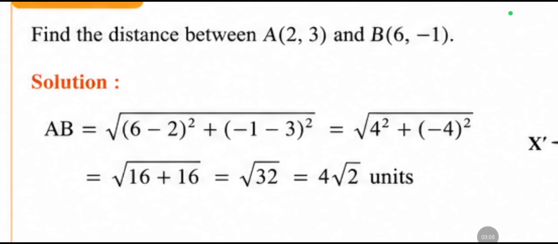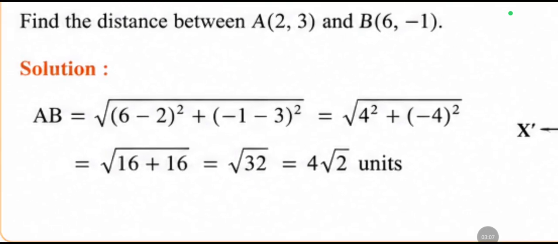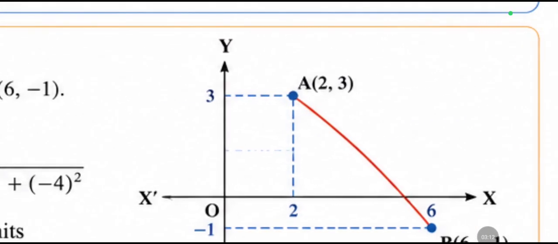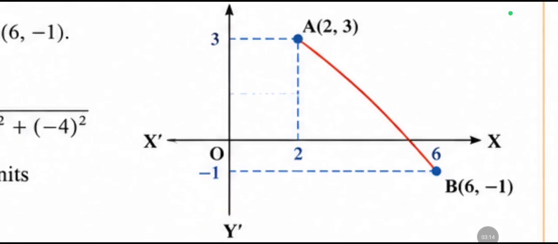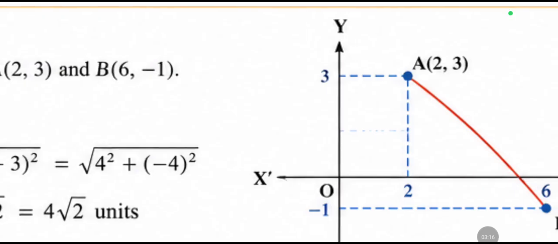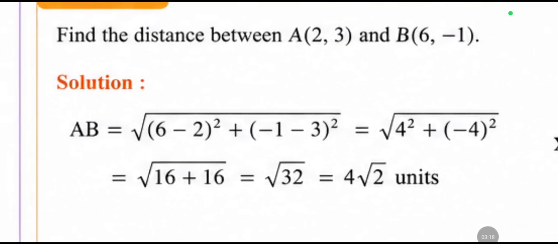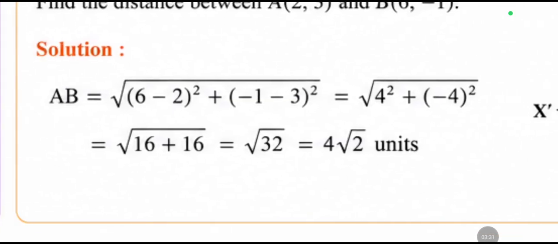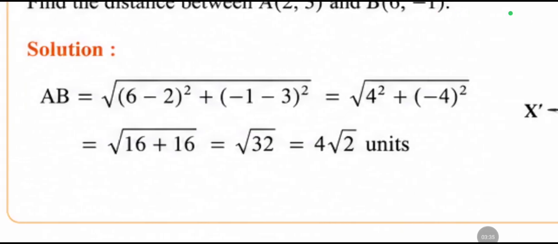Here is the example. Let us take two points A (2, 3) and B (6, minus 1). Take these two points on the plane where they are not lying on the axis. Now we have to apply the distance formula to find the distance between A and B. AB equals root of (6 minus 2) whole square plus (minus 1 minus 3) whole square, root of 4 square plus (minus 4) whole square, root of 16 plus 16 equals root 32, that equals 4 root 2 units.